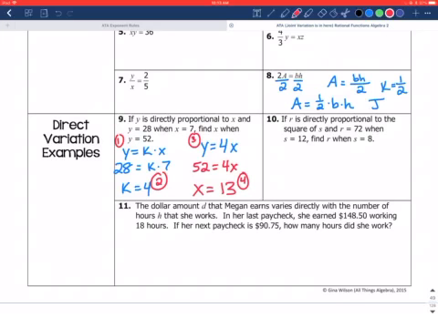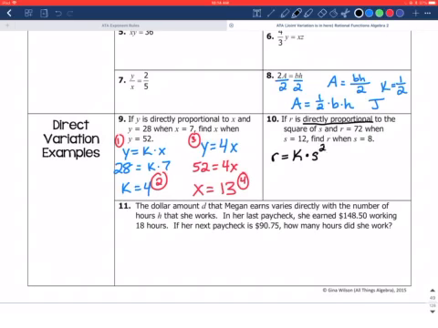So for number 10, we'll do the same thing. Now, they're not doing something that's as simple as y equals k times x. They're asking you to change it up a little bit. So if r is directly proportional, directly proportional means we're going to multiply, and k, our constant of variation, always comes after the equal sign. Always. Do not forget. R is directly proportional to the square of s, so that will be s squared.